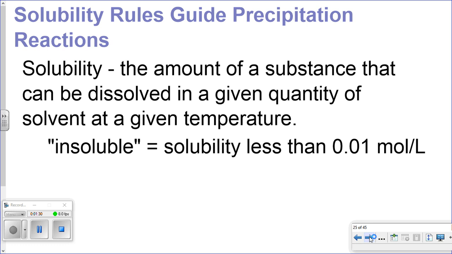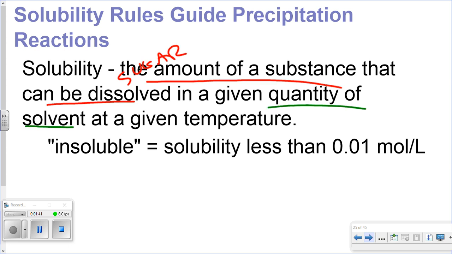Typically, if you take sugar, that's the substance that can be dissolved, and we're going to dissolve that in a given quantity of solvent. Let's say that's water. Don't forget a given quantity. Let's say that's 1 liter of water, and I have to specify the temperature, say 25 degrees Celsius. So those are 3 things we need to talk about. Not only is it how much sugar in how much water, but at what temperature.